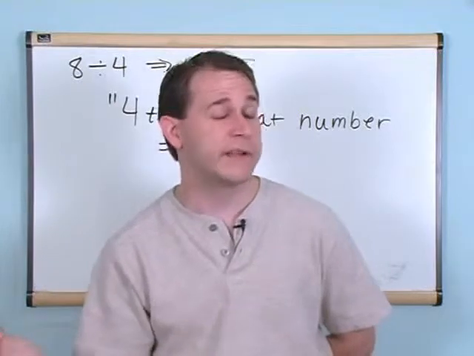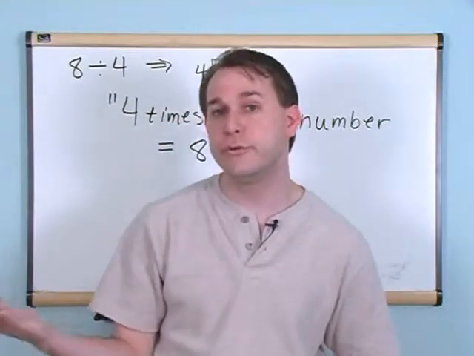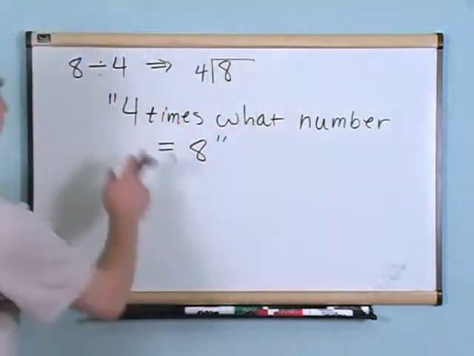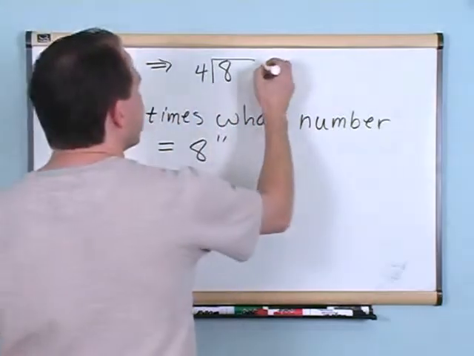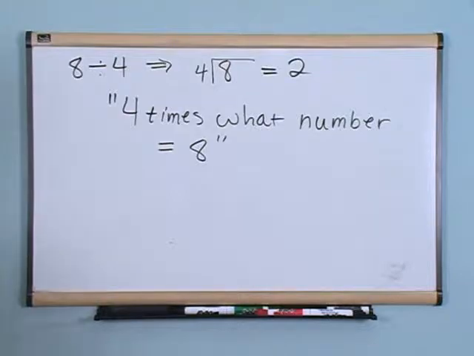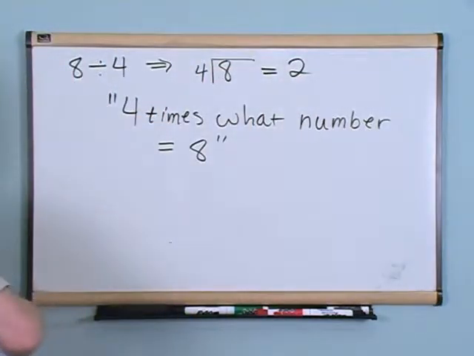4 times 1 gives me 4, okay, so that's not it. 4 times 2, thinking to your times tables, gives you 8, okay? So 4 times what number gives you 8? Well, we just said the answer is 2. So the answer is 2, okay? That is the answer to this division problem. 4 times what gives you 8? Well, 2 is the answer, and there you go.